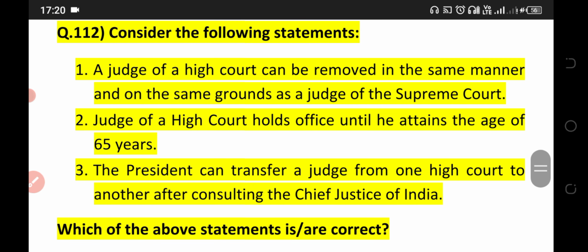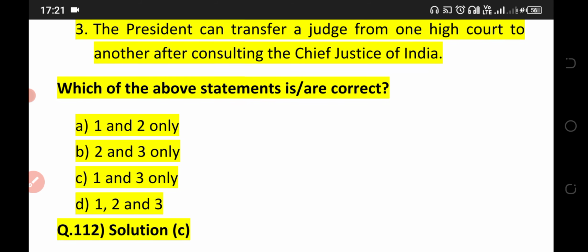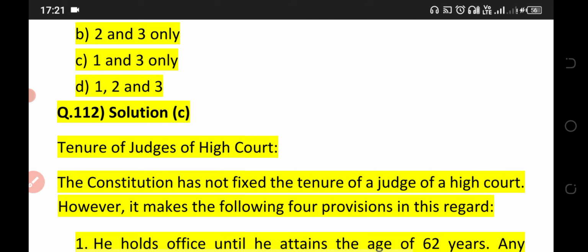Consider the following statements. A judge of a high court can be removed in the same manner and on the same grounds as a judge of the Supreme Court. A judge of a high court holds office until he attains the age of 65. The President can transfer a judge from one high court to another high court after consulting the Chief Justice of India. The second statement is wrong, brother. So one and three are correct.